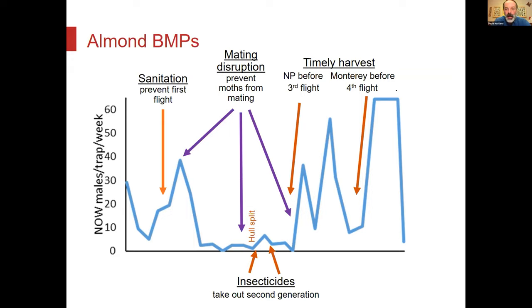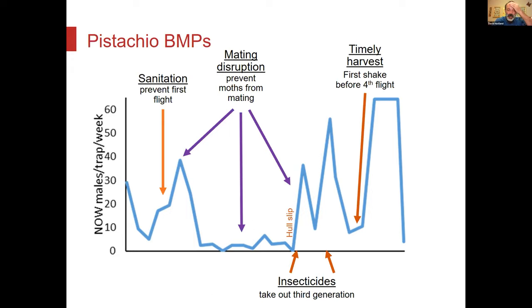Timely harvest we'll talk about. And then insecticides. And typically with insecticides in almonds, on the bottom there, you can see we're trying to take out the second generation that happens around July. Pistachios, if you're a pistachio grower up there in the Sacramento Valley, it's basically the same exact thing, except the insecticide part of it is done during the third generation, typically instead of the second generation.